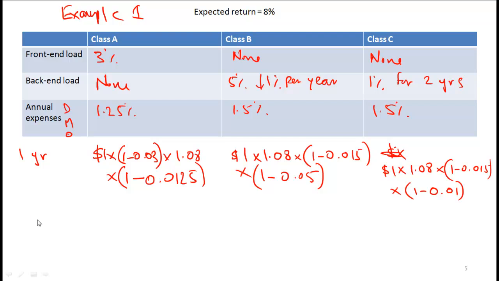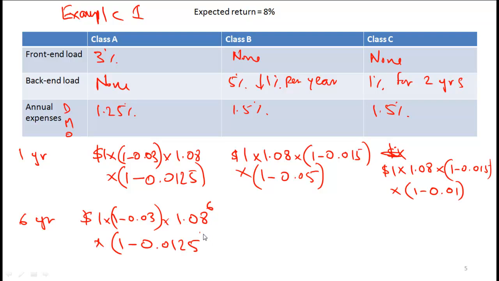Now what if the investment is for a 6 year period? Then for class A shares, we have $1. Notice that the 3% fee still applies, so we will still have that initial charge of 3%, so multiplied by 1 minus 0.03, and now this will grow at 8% for a 6 year period. So you multiply this by 1.08 to the power of 6, and you are going to have a 1.25% charge every year. So you also multiply this by 1 minus 0.0125 to the power of 6, and you can do the maths. So that's how much money you will have after 6 years if you invest in class A.